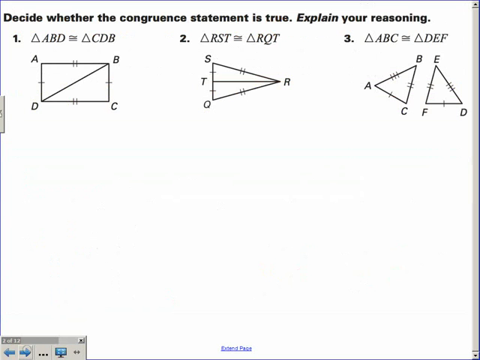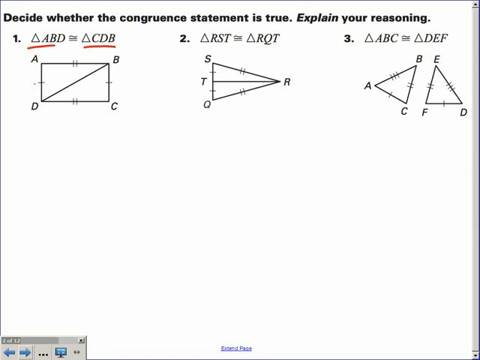Some examples of this: they'll give you a statement, they'll give you a picture, and they'll say, decide whether the congruence statement is true. Explain your reasoning. 2 things can go on. Either there's not going to be enough information to show that all 3 sides are congruent to all the other 3 sides, or another way that it could be false is somehow they'll mix around these letters. They could mix them up on us, and we'll have to check that as we go along.